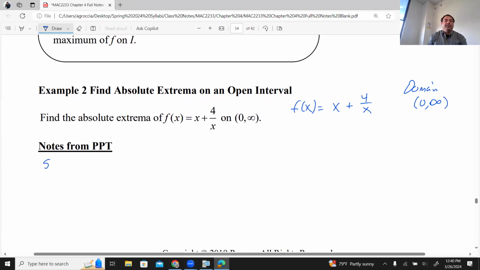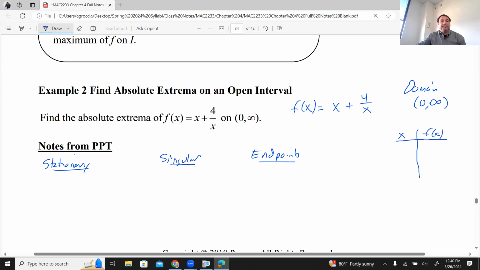You're going to find stationary, singular, endpoints. You're going to make a table. You're going to make a graph, and you're going to do all the same stuff. Let's see how you do.